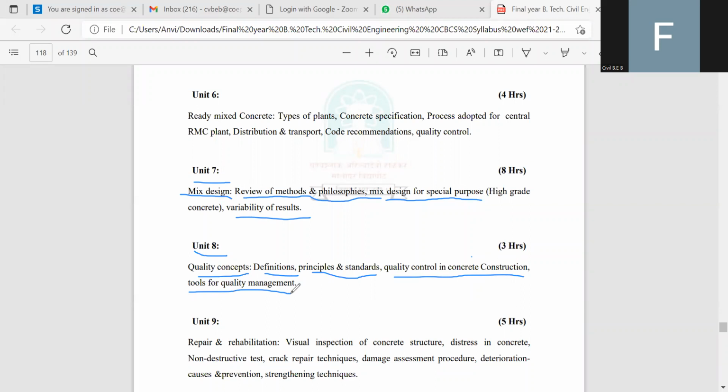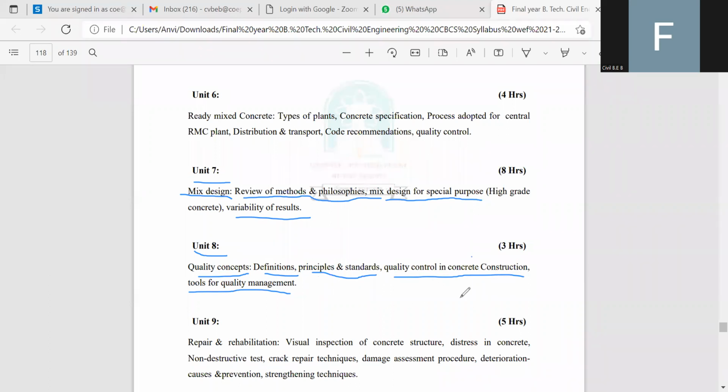So site conditions are very variable. We cannot say that the site condition or temperature will be uniform. So there will be principles and standards we have to follow. What these principles and standards related to the quality concept are, we will see in this chapter.